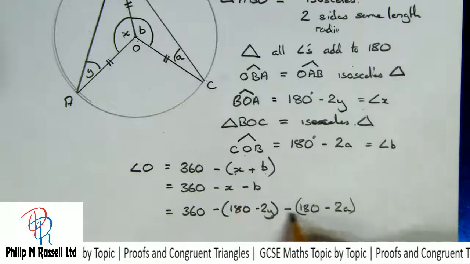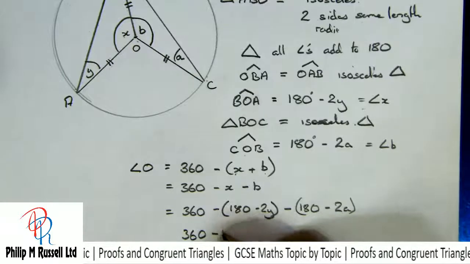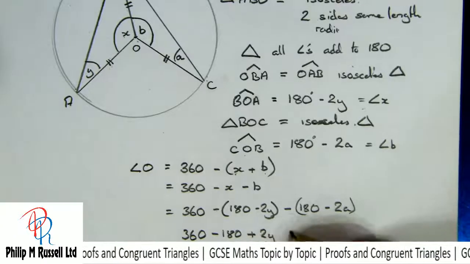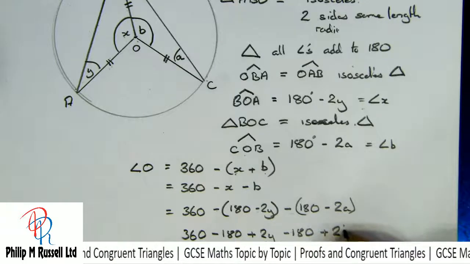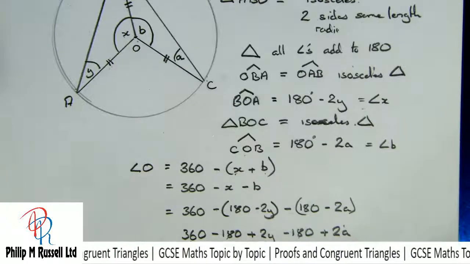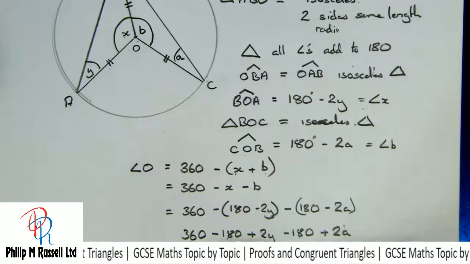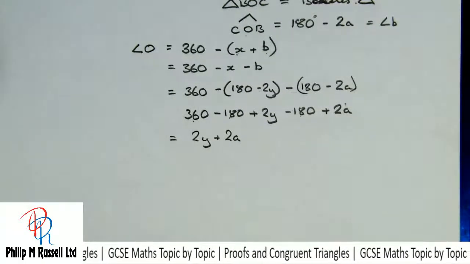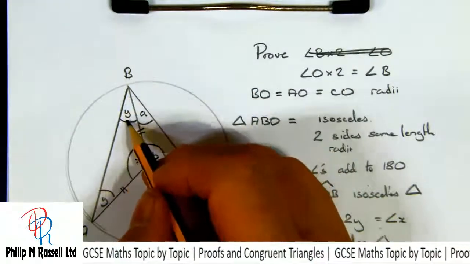Let's resolve these by multiplying these minus signs out and work out what we've got. So this is going to be 360 minus 180, and minus a minus is a plus, plus 2y, minus 180, and minus a minus is a plus, plus 2a. 360 minus 180 minus 180, that's going to disappear. So angle O equals 2y plus 2a. Now if we look at our original triangle and circle, we see that angle B is angle Y plus angle A.